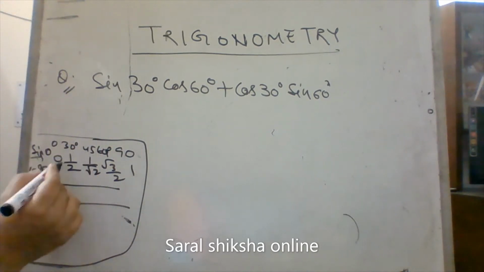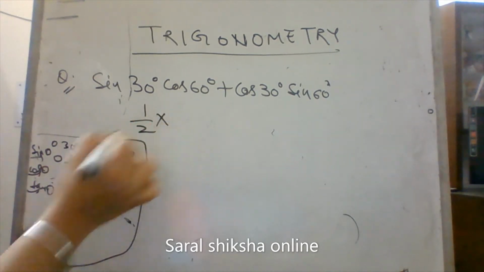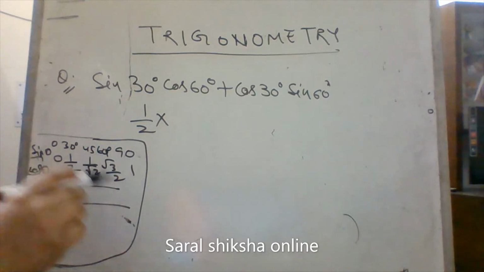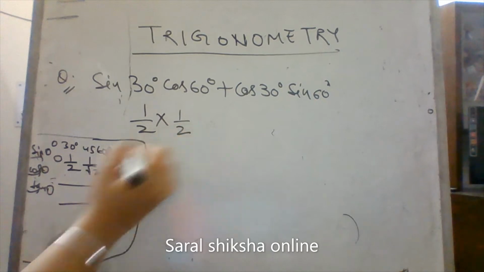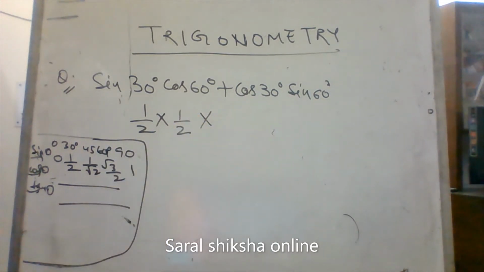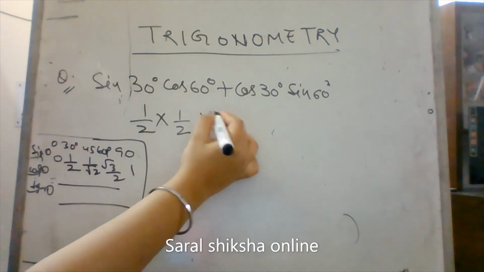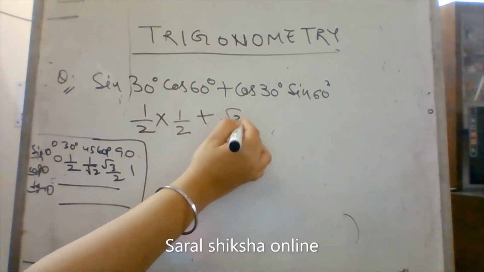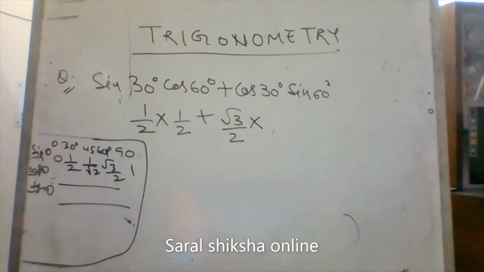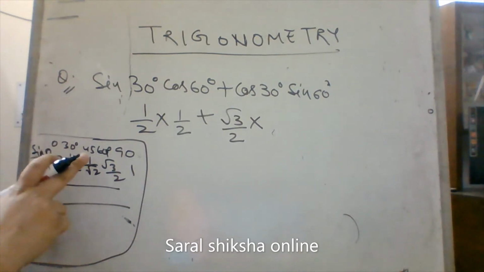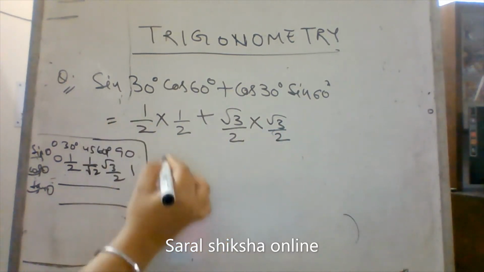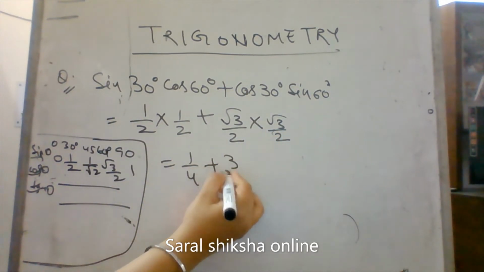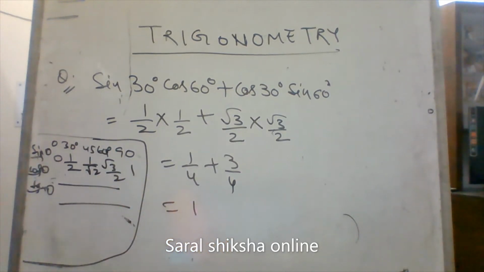So now sin 30 from the table you can write as half. Cos 60 you can write from the table, it would be just equal to sin 30, and that would again be 1 by 2. Now cos 30 will be root 3 by 2 into sin 60. Sin 60 is nothing but root 3 by 2. And you have got 1 by 4 plus 3 by 4, and 4 by 4 will be equal to 1. That is your answer. So easy, right?